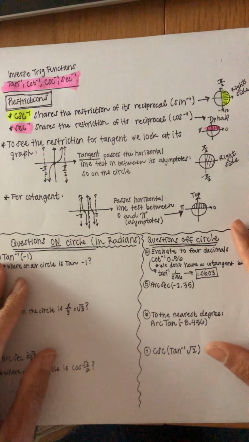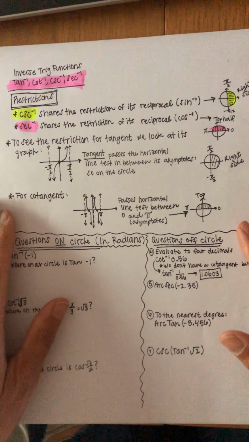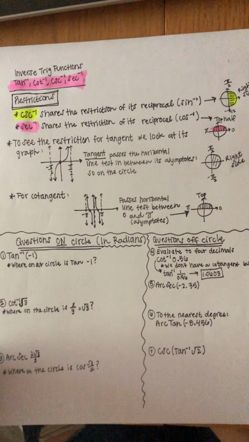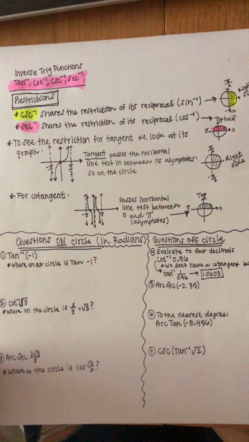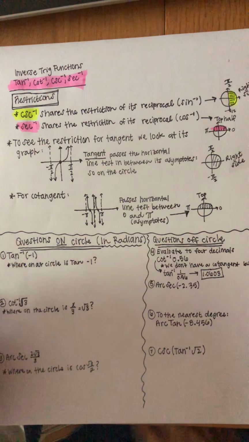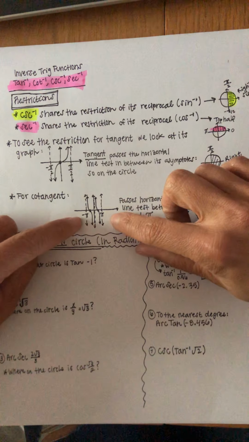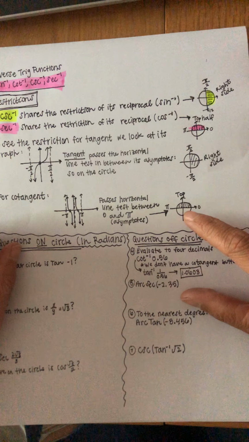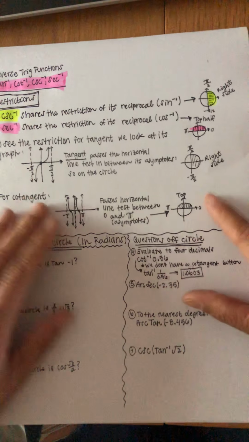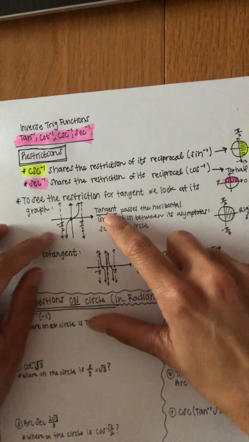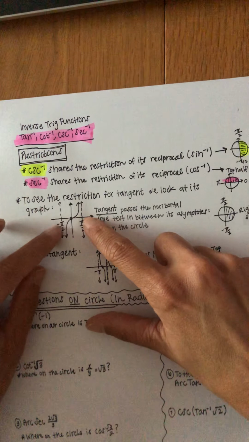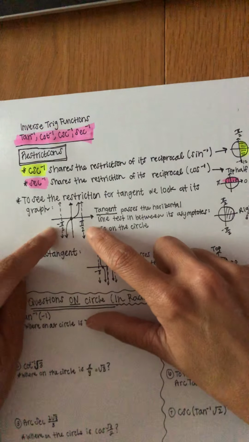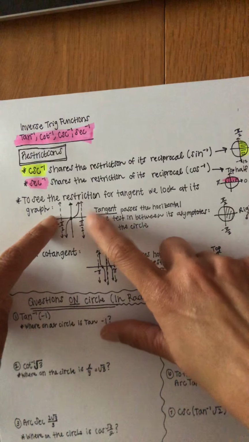To see the restriction for tangent, we look at its graph. Tangent passes the horizontal line test in between its asymptotes. So tangent's asymptotes are from negative pi to positive pi. I'm sorry, that was cotangent. Tangent, from negative pi over 2 to pi over 2, because we set b times x minus c equal to plus or minus pi over 2. So it has a cycle between negative pi over 2 and pi over 2.